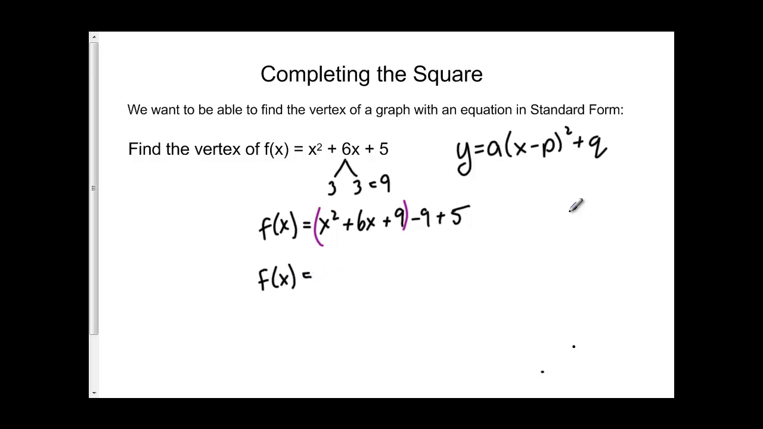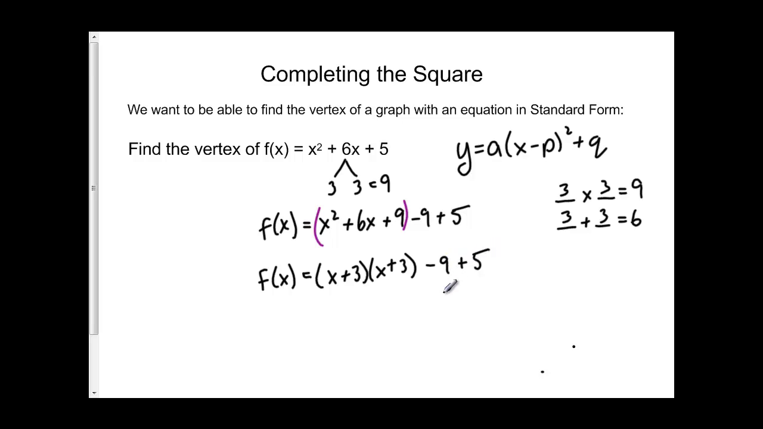So if you remember from grade 10, when we're factoring, we've got something times something to give us 9, and something plus something to give us 6. Of course, those numbers are going to be 3 times 3 is 9, and 3 plus 3 is 6. So factoring here, we've got (x plus 3) times (x plus 3). That's going to give us a minus 9, and then a plus 5 still on the end. Simplifying this and collecting all our like terms, we've got (x plus 3) squared minus 4.